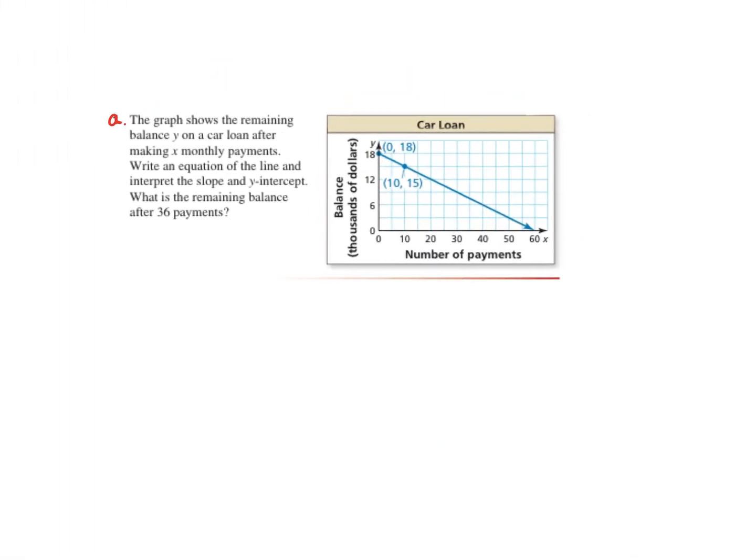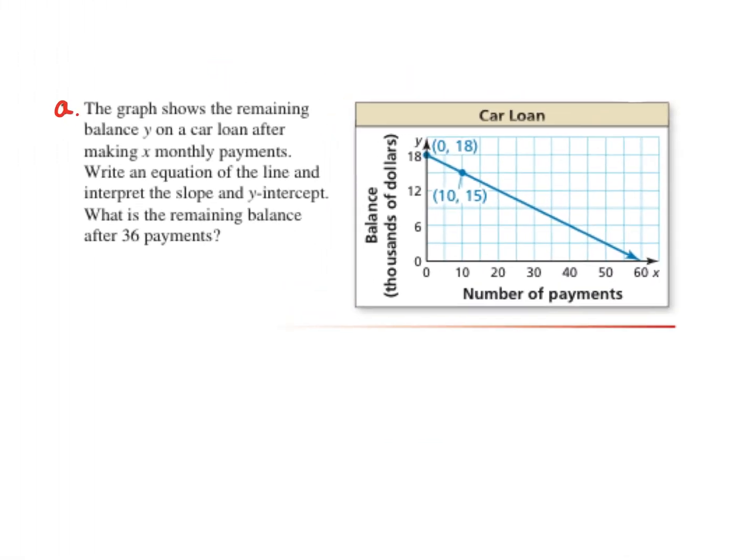All right, this question's asking us to do the same thing, but it's just a different example. It says the graph shows the remaining balance y on a car loan after making x monthly payments. Write an equation of the line and interpret the slope and y-intercept. What is the remaining balance after 36 payments? So let's do one thing at a time. Let's first write our equation of the line.